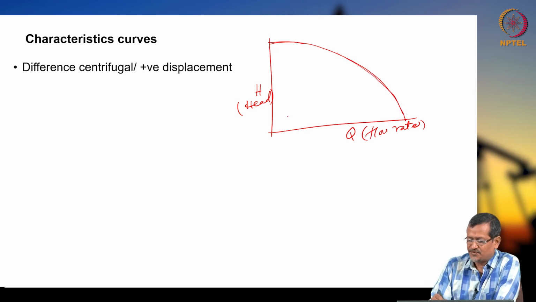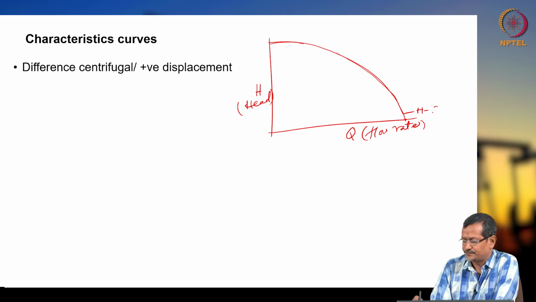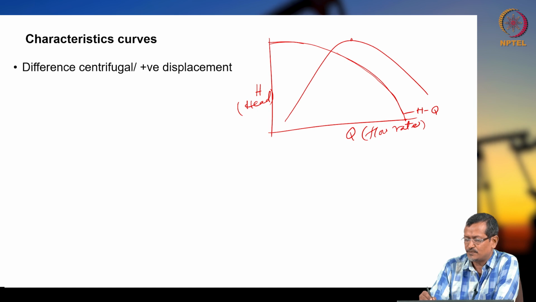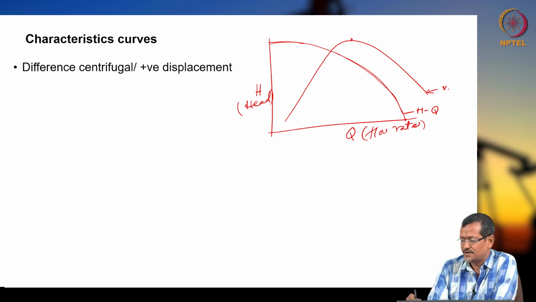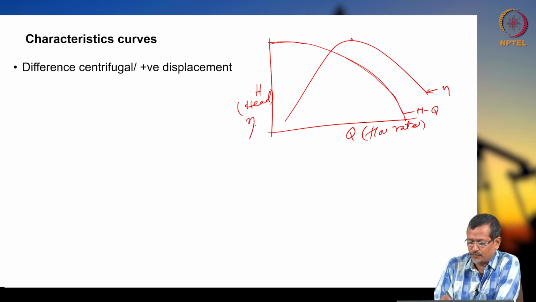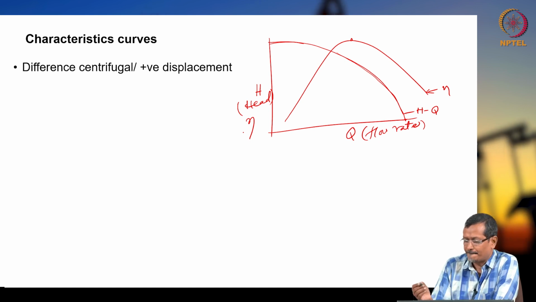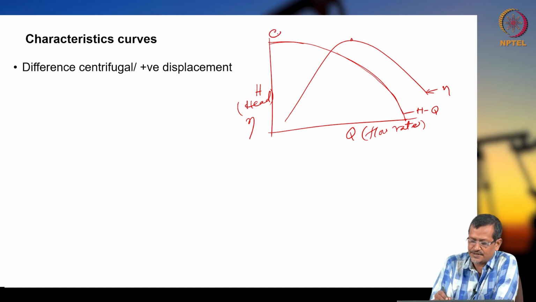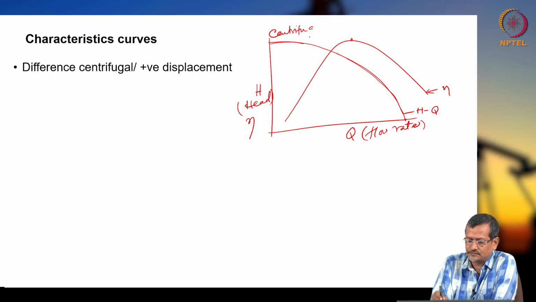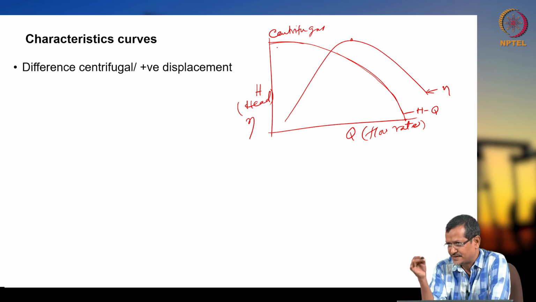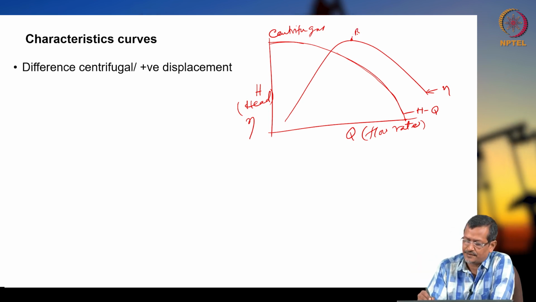Okay, and this is the HQ curve. And the efficiency will be like this. At a certain point efficiency will be maximum, this is eta. I can put eta also on the same axis, efficiency. So this is for the centrifugal pump. For the centrifugal pump, efficiency will be maximum at a point called the best efficiency point.